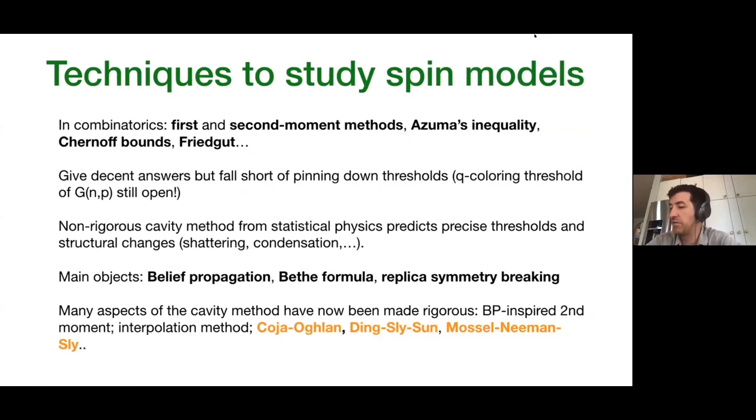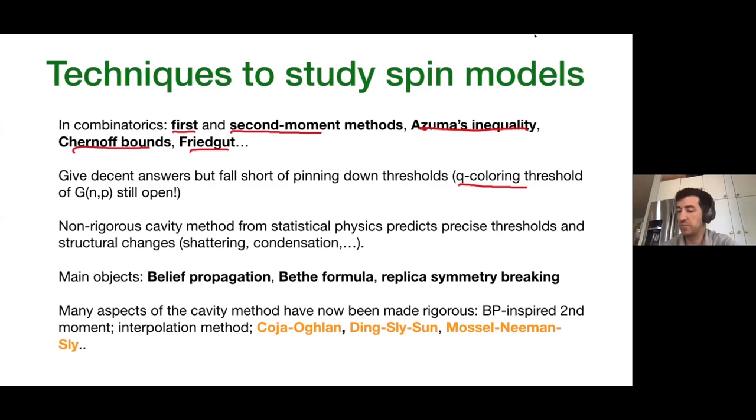Just to give a very high level overview of how we study spin models on random graphs. The history is that there are all the classic probabilistic methods that we know and love, the first and second moment methods, concentration inequalities, maybe a little more recent Friedgut's theorem. These techniques are used in combinatorics to study these things and often give pretty good answers, but they do fall short in general of pinning down precise thresholds. For instance, the question of what's the Q-coloring threshold of G(n,p) was posed in the first Erdős-Rényi paper, but is still unsolved.